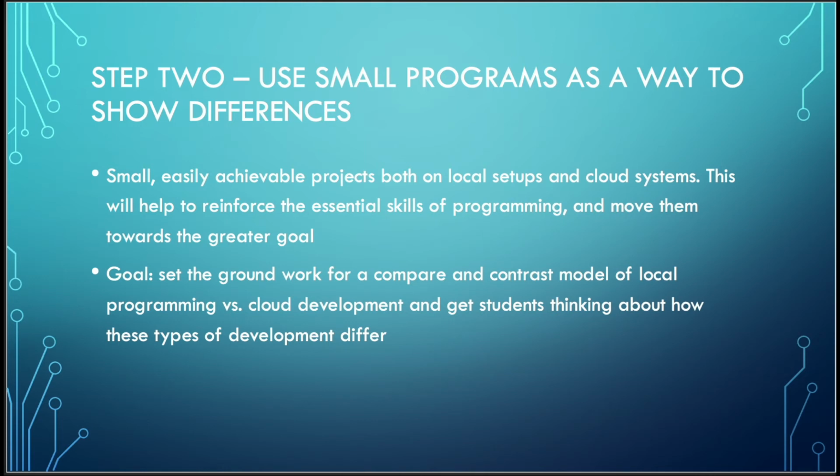That's when we're starting to show how these things diverge and how that changes our critical thinking in regards to code, right? And this is to both reinforce the essential skill set of programming, right? Of knowing how to develop an algorithm and implement the code and debug it, and also to move them kind of towards the greater goal of this entire system and structure, right? We're trying at this level in step 2 to create a groundwork to help students compare and contrast models of local programming and cloud development, getting them thinking about how those types of development differ, what the outcomes are going to be, and why we want to do something one way in one environment, why we might choose to do something a different way for a different environment.